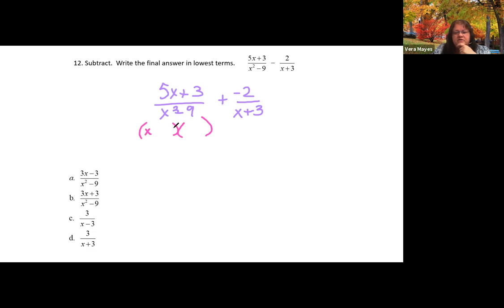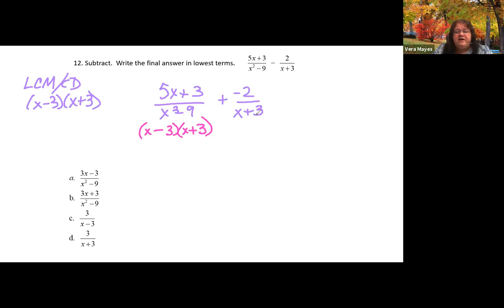X squared goes to x and x. Again, it's two terms with a minus, so I know it's a difference of two squares. Square root of 9 is a 3 and a 3. All right, so now I need to build my least common multiple, my LCM, my common denominator, whatever you've learned to call it. The first fraction says I need these two pieces.